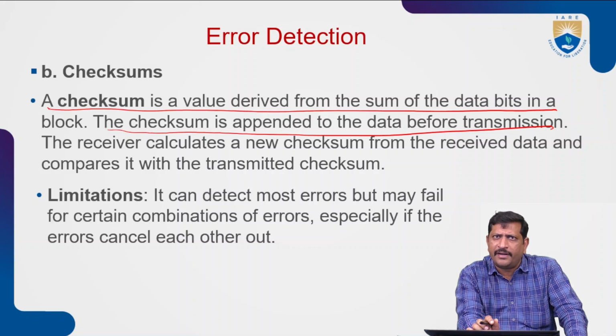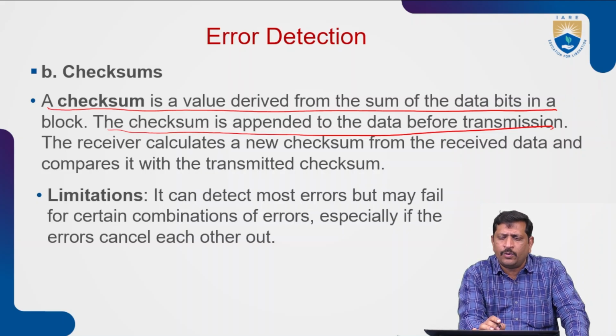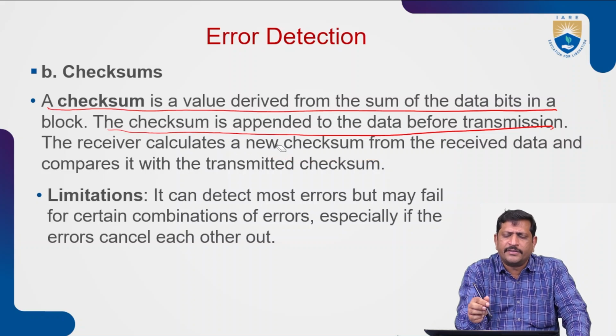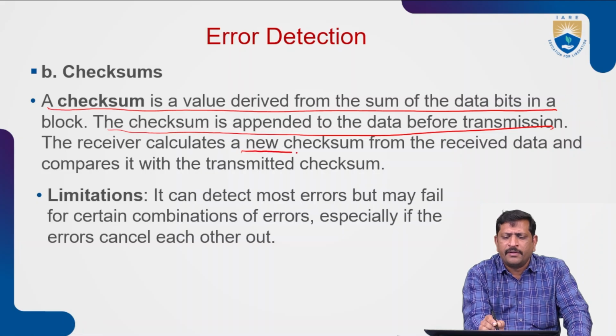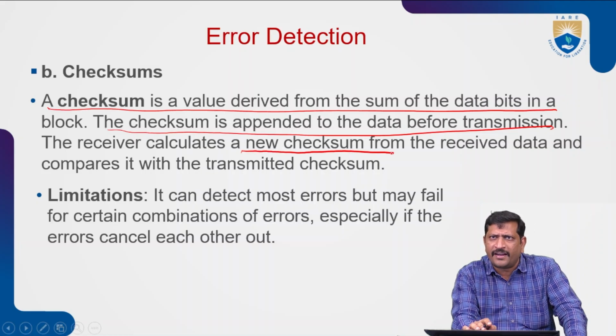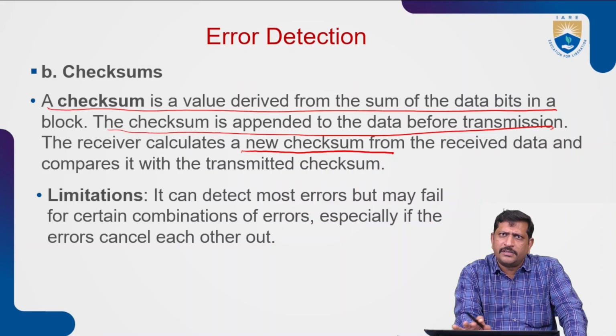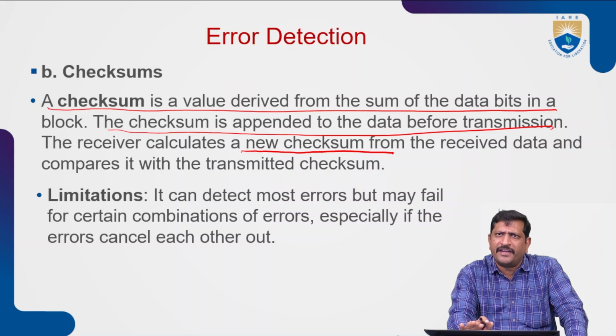Again, at the receiver side, the receiver calculates the new checksum, and the sender also calculates the checksum. After calculating the checksum, the sender transmits the information. The receiver also calculates the checksum, finds the errors from the received data, and compares it with the transmitted checksum. By comparing them, the errors can be detected.